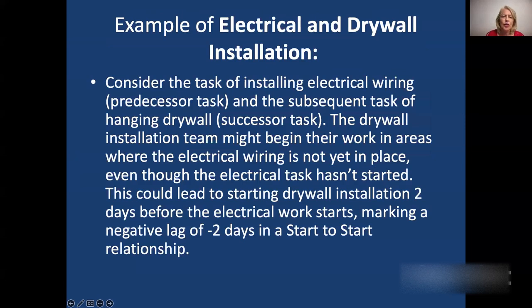We can consider the task of installing electrical wiring, which is the predecessor task, and the subsequent task or successor task of hanging drywall. The drywall installation team might begin their work in areas where the electrical wiring is not yet in place. In other words, starting a little before electrical wiring starts, even though the electrical task hasn't started. This could lead to starting the drywall installation 2 days before electrical work starts. And this would be an example of a negative lag with a start to start relationship.